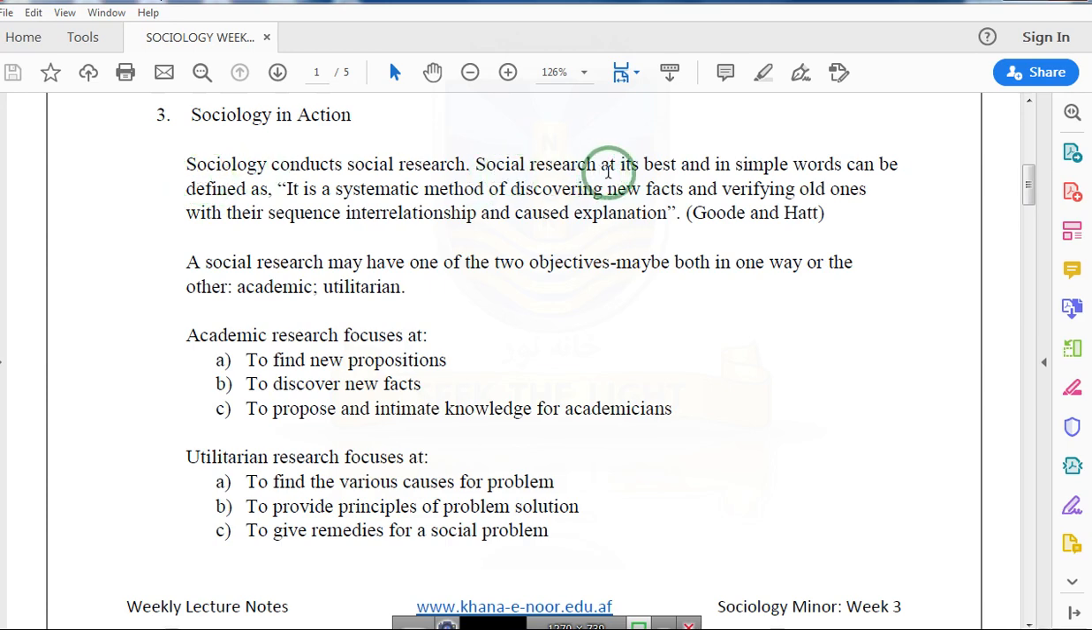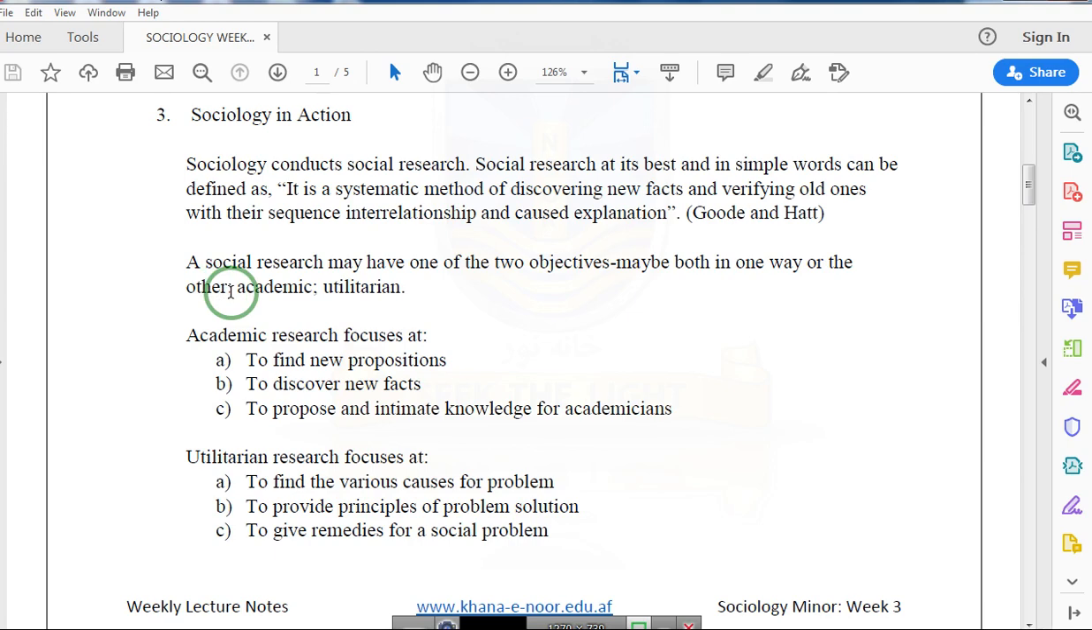Social research at its best and in simple words can be defined as a systematic method of discovering new facts and verifying old ones with their sequence, interrelationship and causal explanation. A social research may have one of two objectives, maybe both, in one way or the other: academic, utilitarian. It simply means, why do we conduct social research?